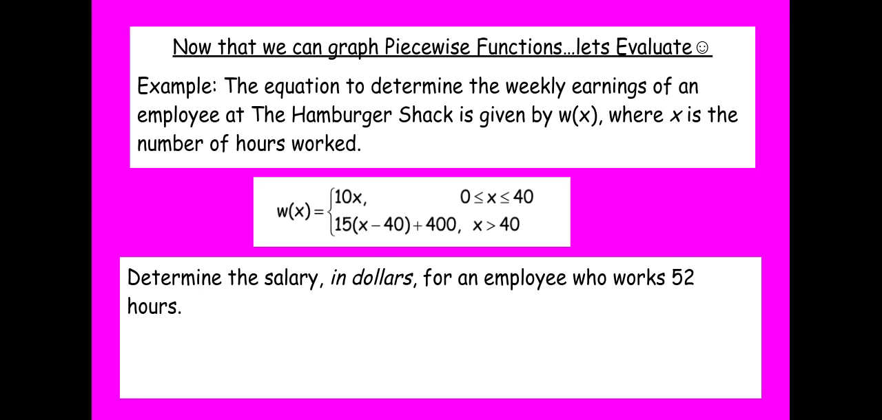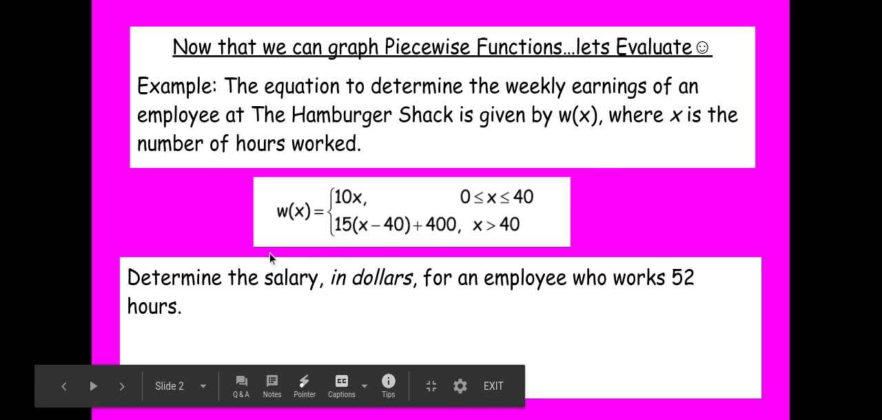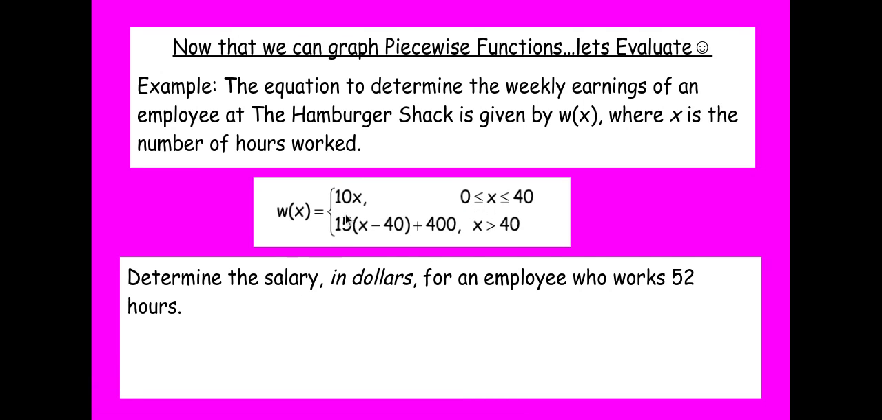Example: the equation to determine the weekly earnings of an employee at the hamburger shop is given by W of x, where x is the number of hours worked. And it comes up with this crazy piecewise function. It says 10x in the interval 0 to 40. And then 15 times (x minus 40) plus 400 when x is greater than 40. So remember, x is the number of hours worked. Between 0 and 40 hours worked, we're going to look at this function. And anything over 40 hours worked, we're going to look at this function. So let's look at the problem below.